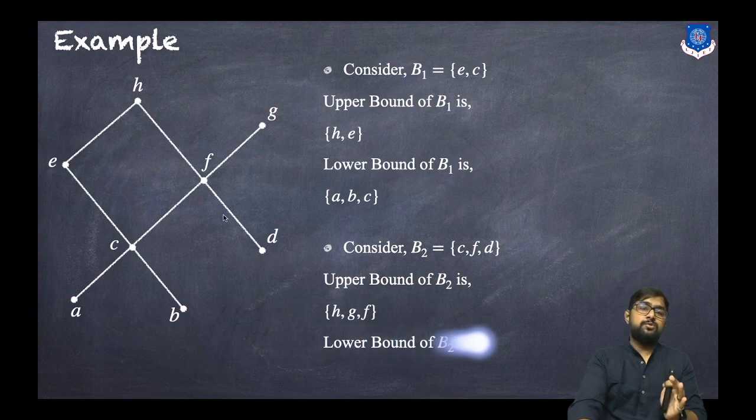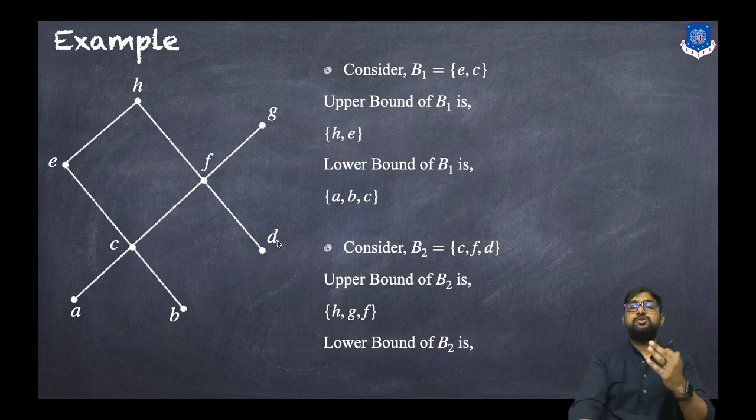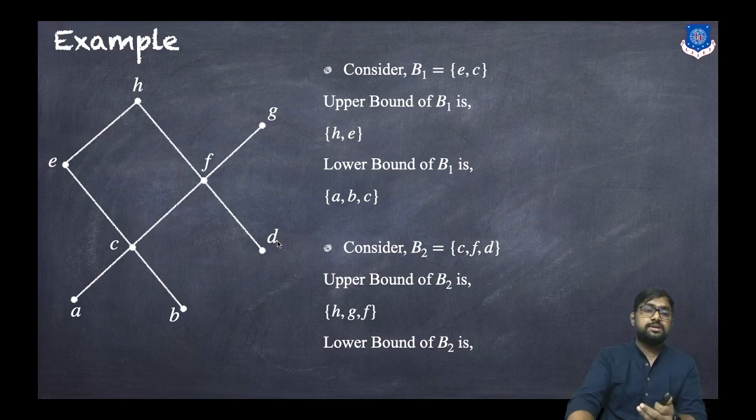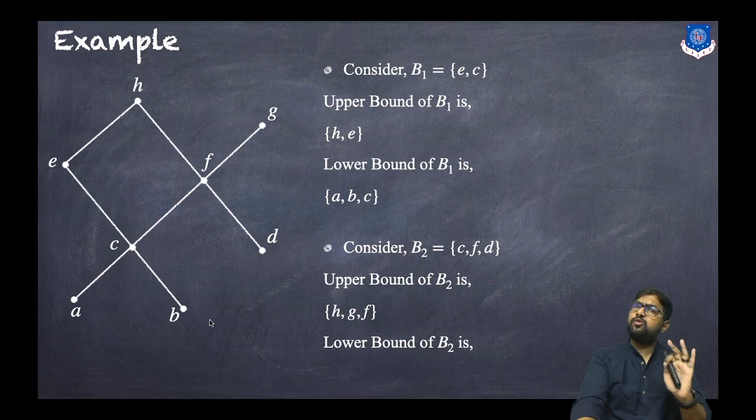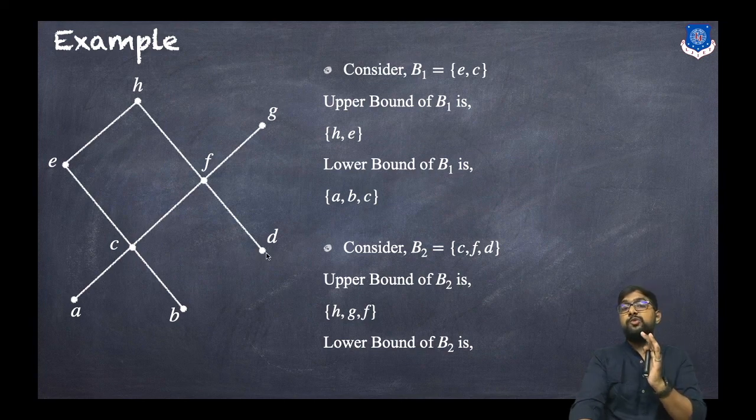Now for lower bounds, for C, F and D. So for lower bound, there has to be a relation from the lower points to the given set. Fine. So what are the lower points? You can see that this A and B are the lower points first. Now can we go from A to C? Yes. Can we go from A to F? Yes. Now can we go from A to D?